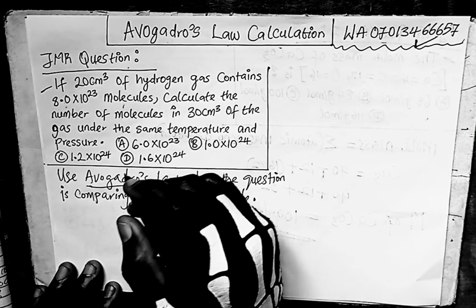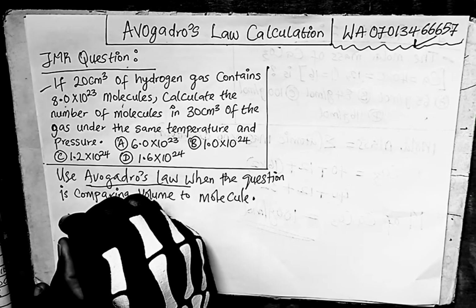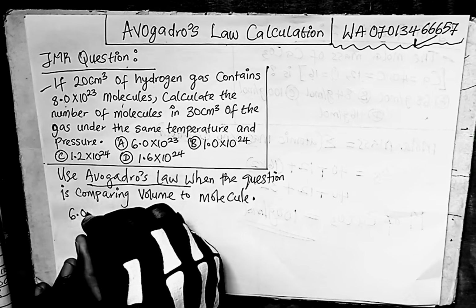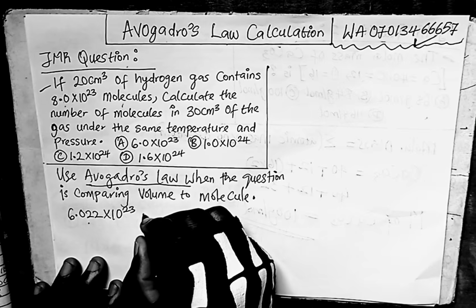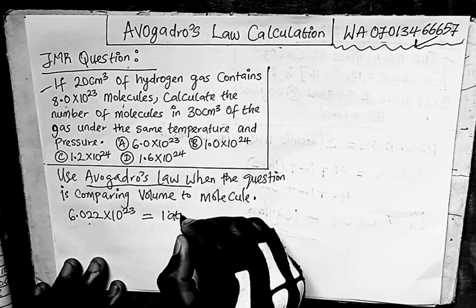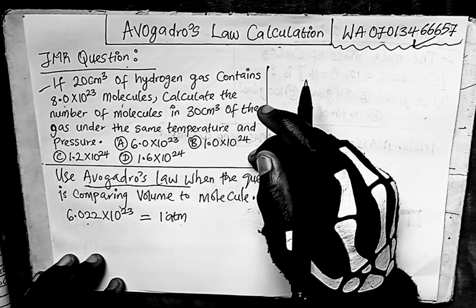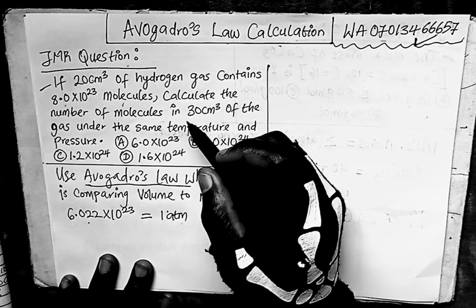And Avogadro's constant is 6.022 times 10 raised to the power 23. This one is Avogadro's constant, and its equivalent is equal to 1 atmosphere. All right, so let's now go back to this question.